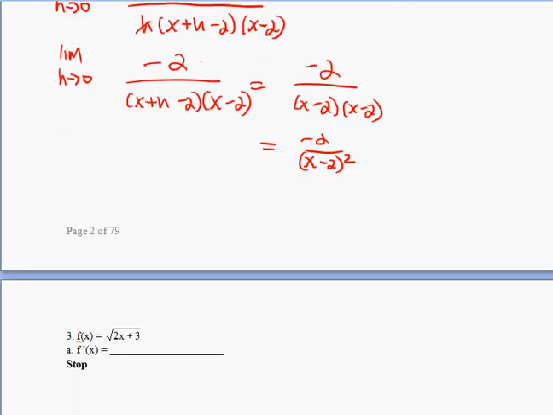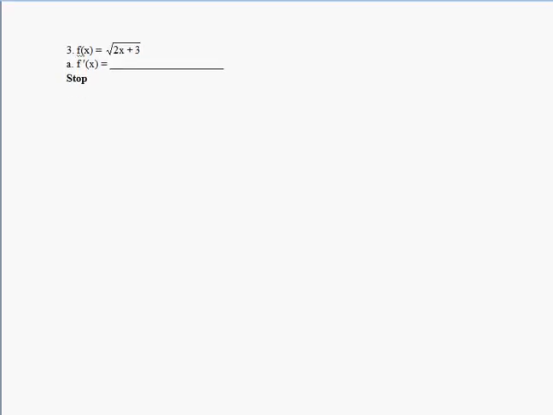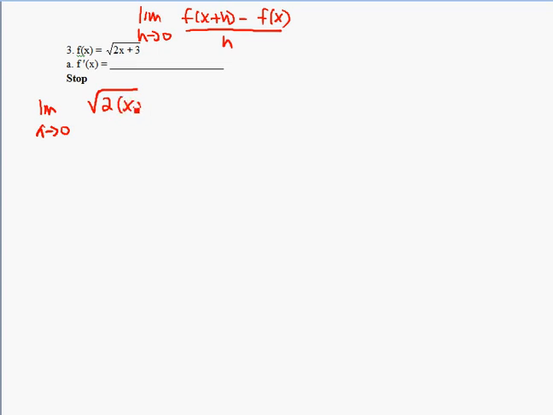So our last example is a radical function. Our definition of derivative is the limit as h approaches 0 of f of x plus h minus f of x all over h. So my limit as h approaches 0 of the square root of 2 times x plus h plus 3 minus the square root of 2x plus 3 all over h.